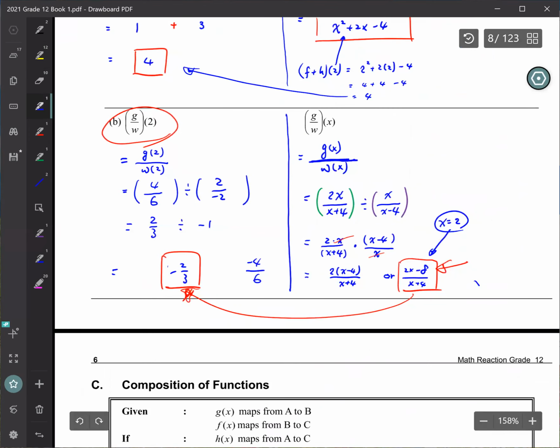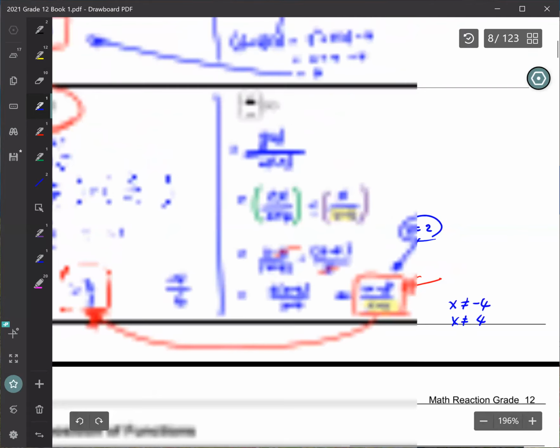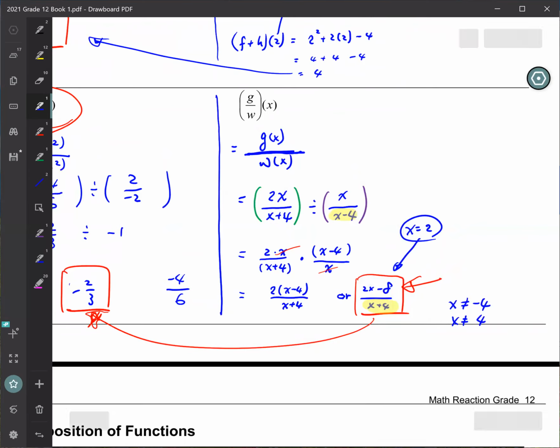For this one, you can say x cannot equal -4 because of the denominator here, right? Also, x cannot be 4 because there's another denominator here. Do you see another denominator? There's one more denominator that we missed. Daniel, do you see another denominator? Yeah, the 2x minus 8 cannot equal 0.